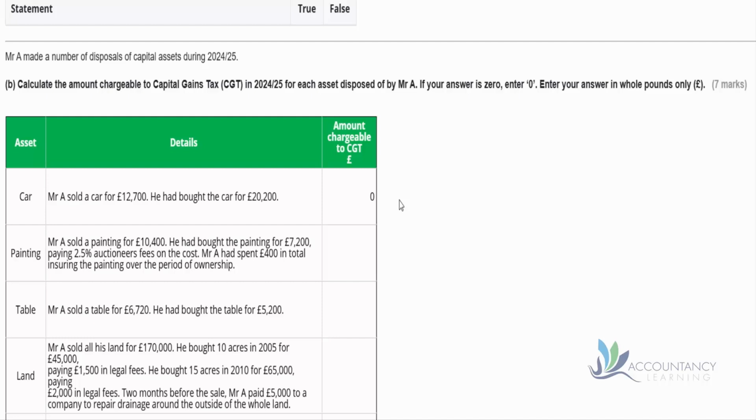Next, we have a painting. Mr. A sold a painting for $10,400. He had bought the painting for $7,200, paying 2.5% auctioneer's fees on the cost. Mr. A had spent £400 in total insuring the painting over the period of ownership. So this painting is a chattel, so let's just revise what we need to do with chattels.